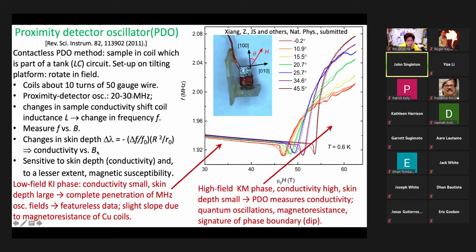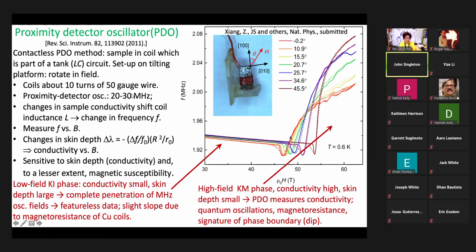So this method is sensitive to skin depth and, to a lesser extent, susceptibility. Now, in the insulating state, we know we have a good insulator because the oscillating fields from the coil completely penetrate the sample, and there's nothing happening. Then we go through the insulator to metal phase transition.